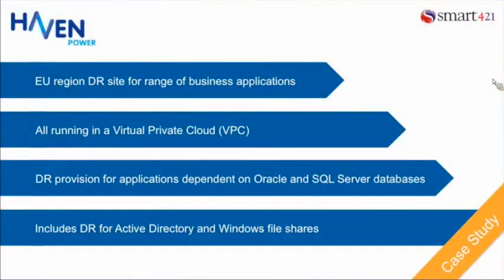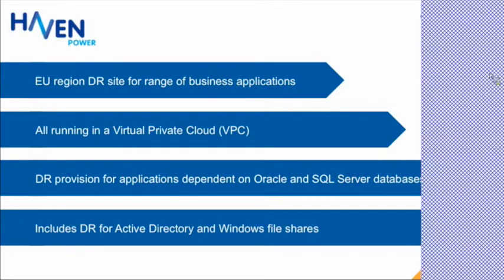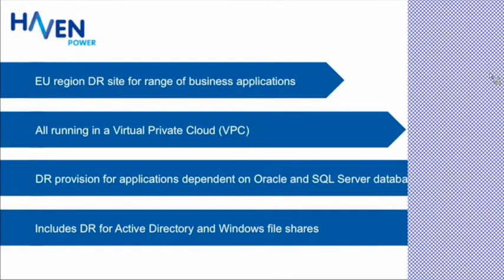This is an organisation called Haven Power. So they're an energy retailer here in the UK that focus on providing energy to commercial organisations, so mid-sized businesses essentially. And they're operating a DR site for their business inside Amazon's EU region. So they've got PII and other privacy sensitive data, so they're storing that inside the EU West region in Ireland. They're running all that in a virtual private cloud inside a VPC.